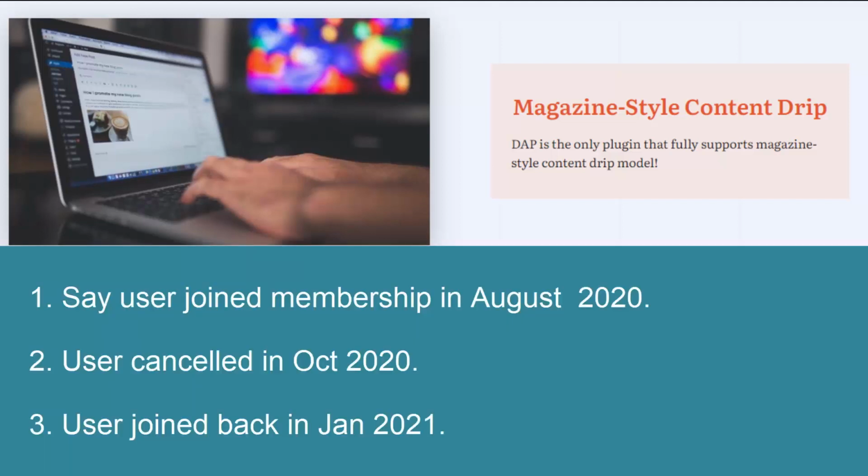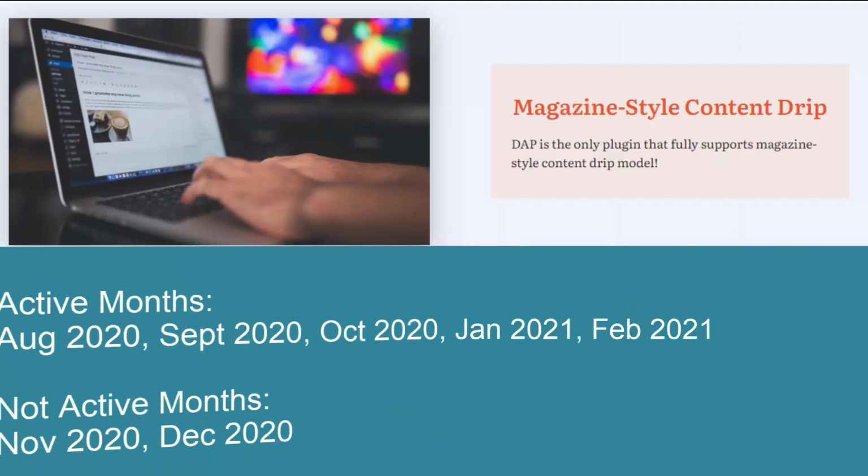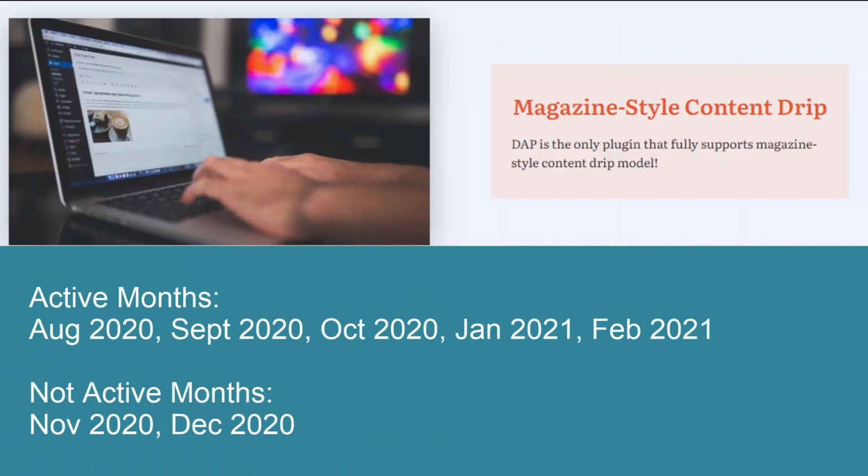So the question was, say that you have a user who joined back in August 2020 and canceled in October and decided to join back again in January 2021. So is there a way to prevent this user from accessing November and December content because this user had only paid for August, September, and October before they canceled?